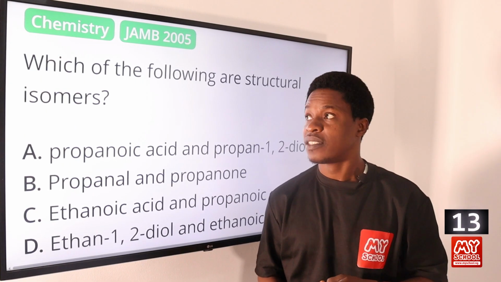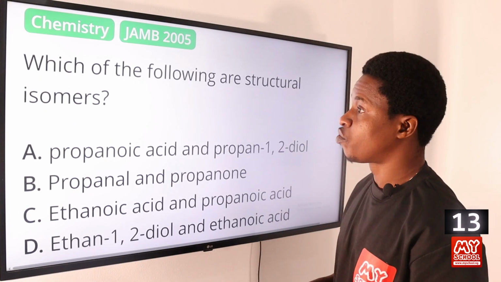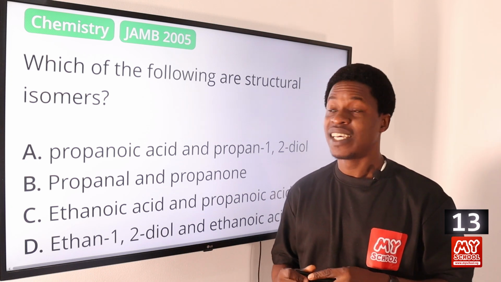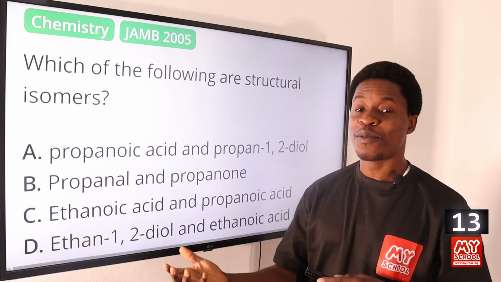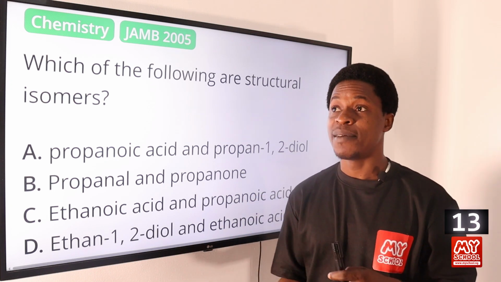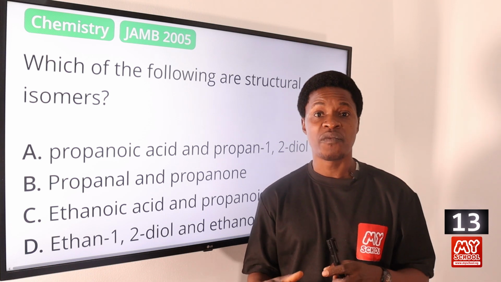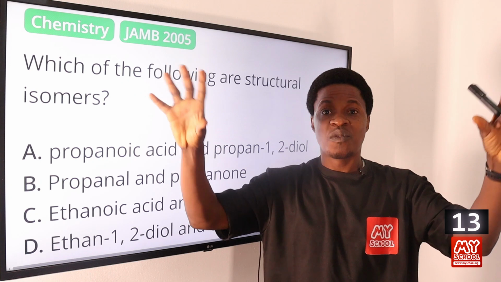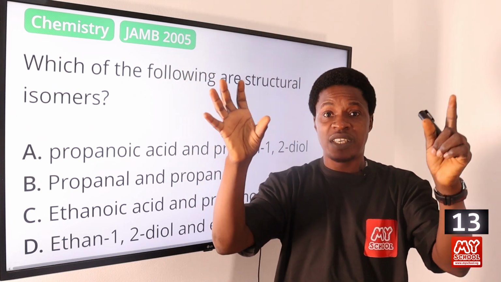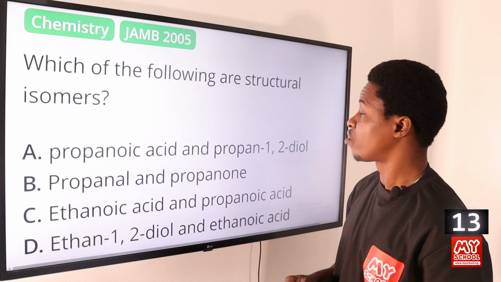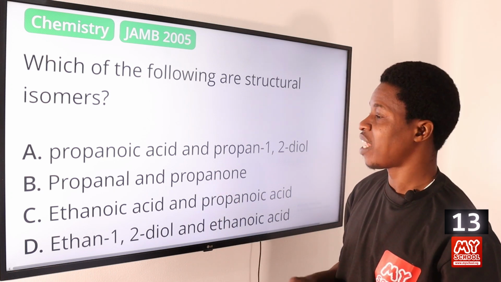Question number 13. Which of the following are structural isomers? When we talk about structural isomers, we are looking at isomers, of course. Isomers are two or more compounds that have the same molecular formula, but they have different structural formulas. When we say structural formula, we mean the spatial arrangement, okay? When you arrange them in space, how do they look? Structural isomers, okay? Which of the following are structural isomers?